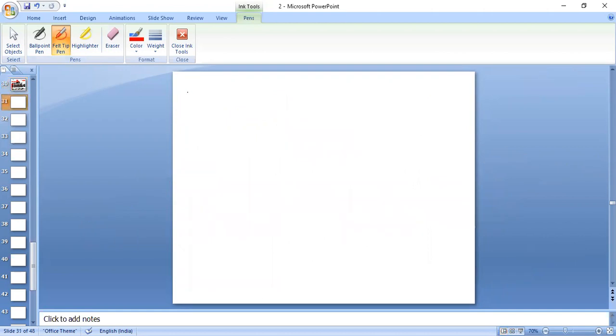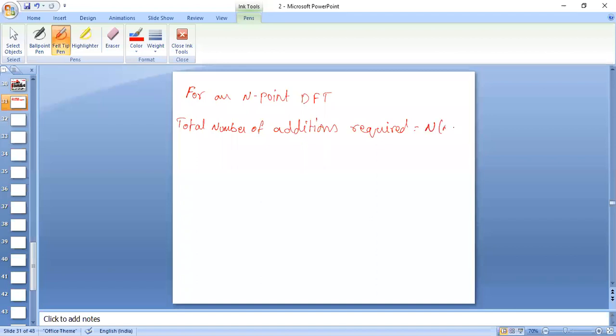So for an n point DFT, the total number of additions required is equal to n into n minus 1.